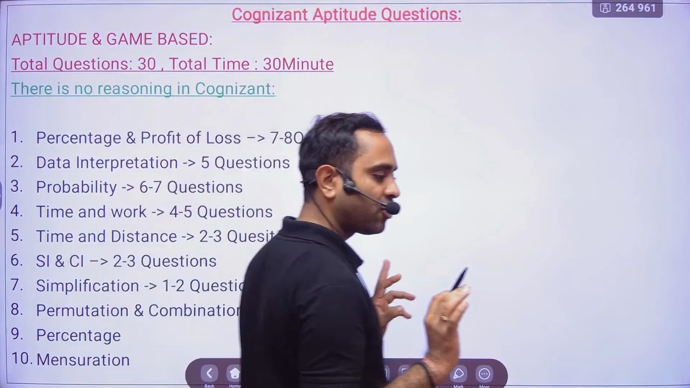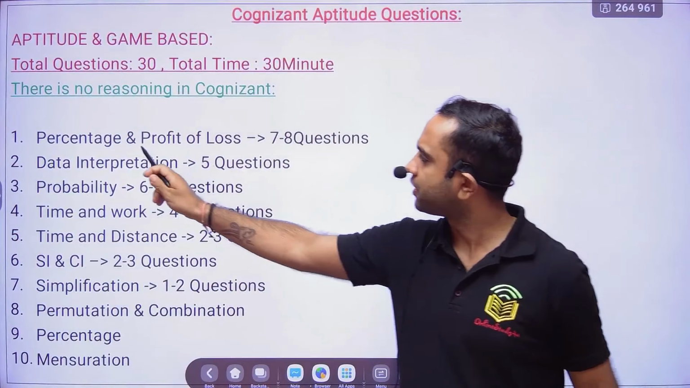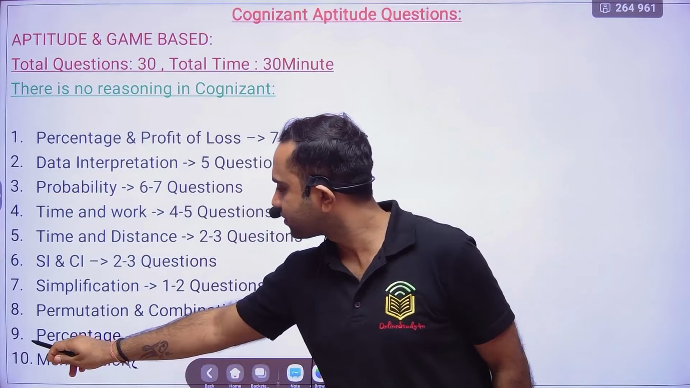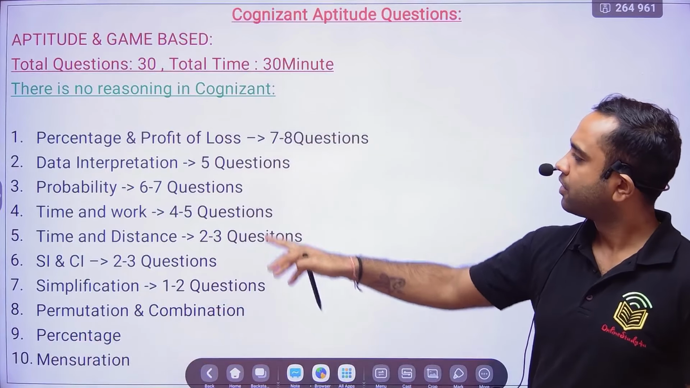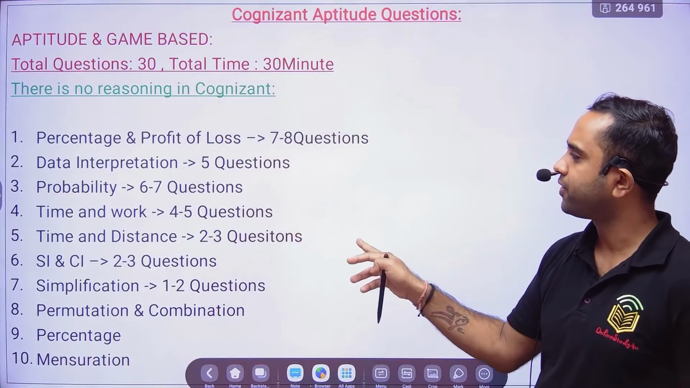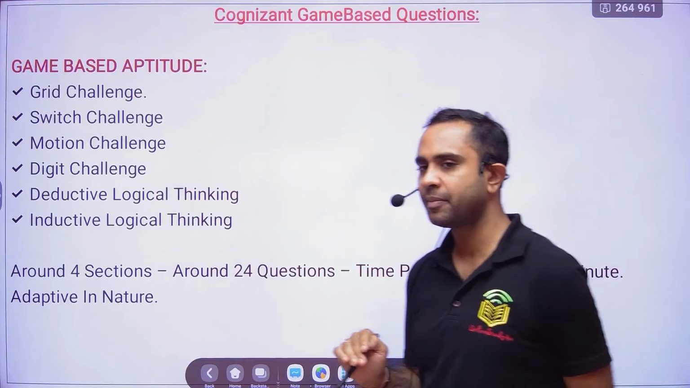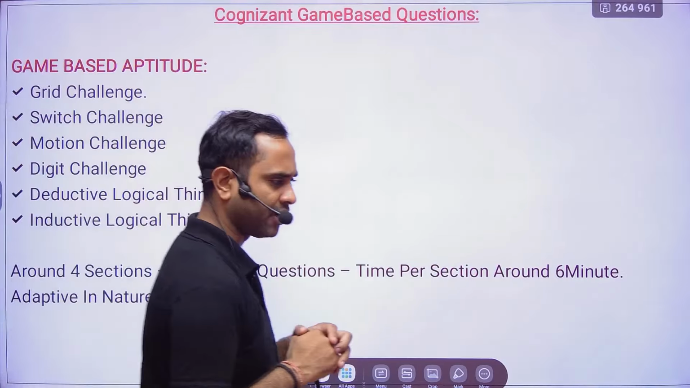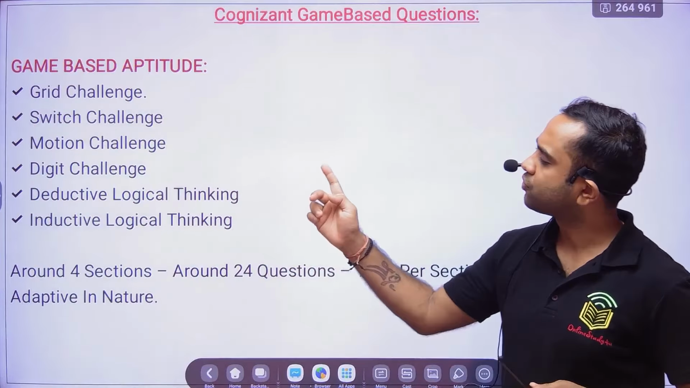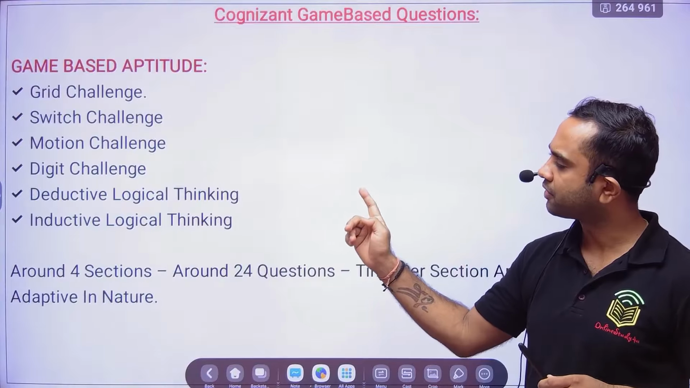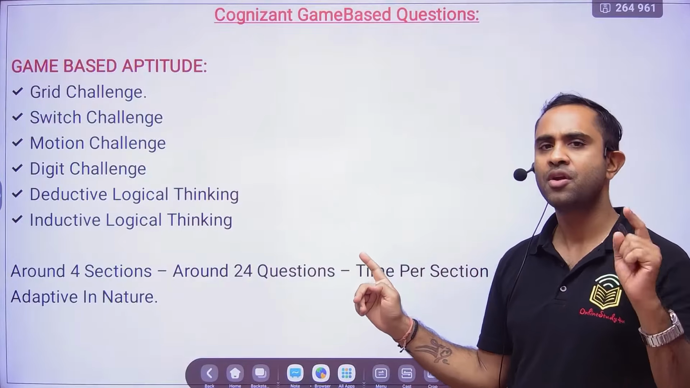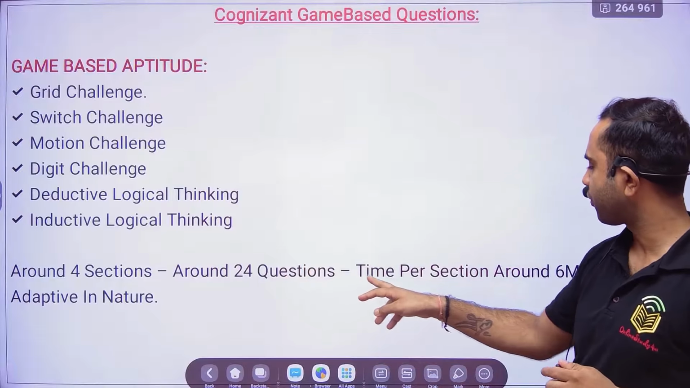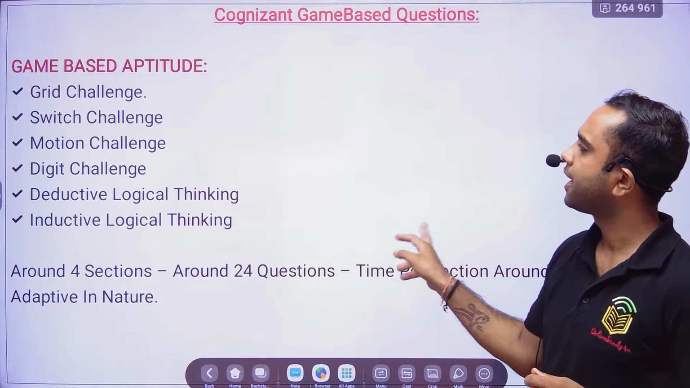So these 9 topics, actually it's not 9, I have kept percentage and profit and loss together, so that makes 10 questions. Now there will be game based aptitude. Game based aptitude video is already on our channel. Here there are grid challenge, switch challenge, motion challenge, digit challenge, deductive logical thinking, inductive logical thinking. For this also I'll bring one video. Around 4 sections, around 24 questions, time per section around 6 minutes, adaptive in nature.